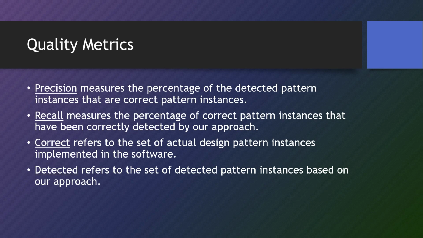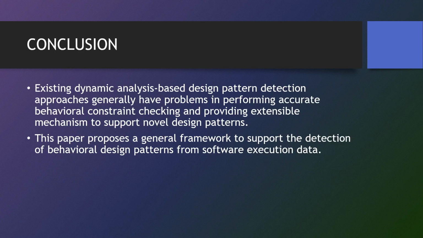Quality metrics. Precision measures the percentage of the detected pattern instances that are correct pattern instances. Recall measures the percentage of correct pattern instances that have been correctly detected by our approach. Correct refers to the set of actual design pattern instances implemented in the software. Detected refers to the set of detected pattern instances based on our approach.